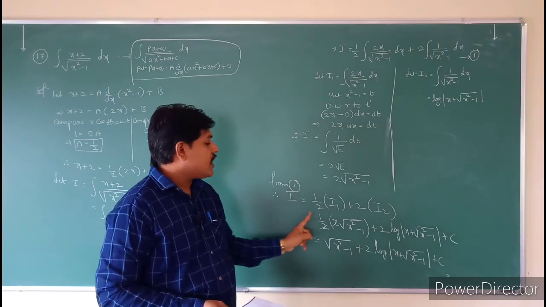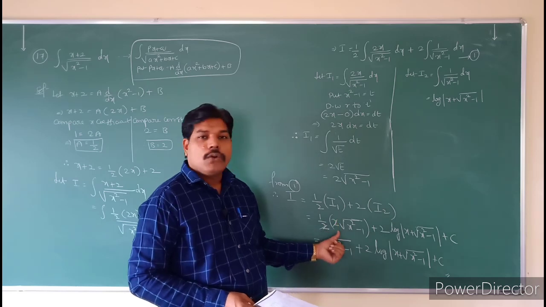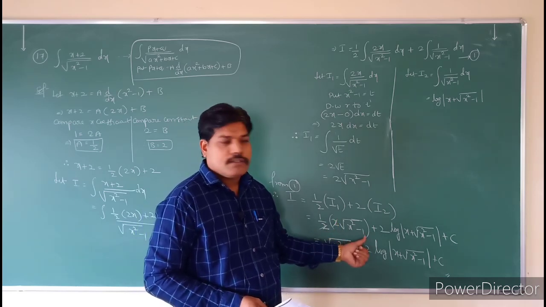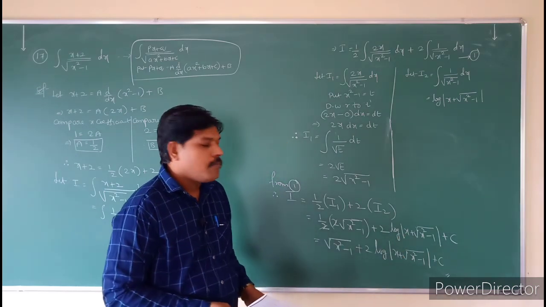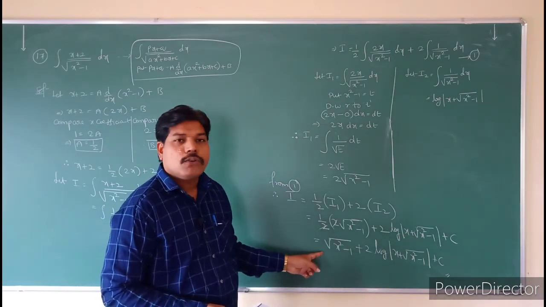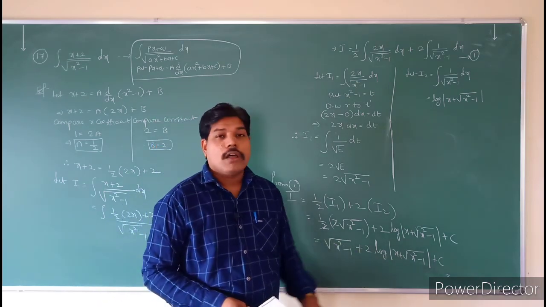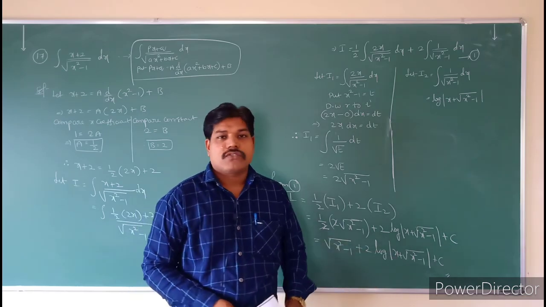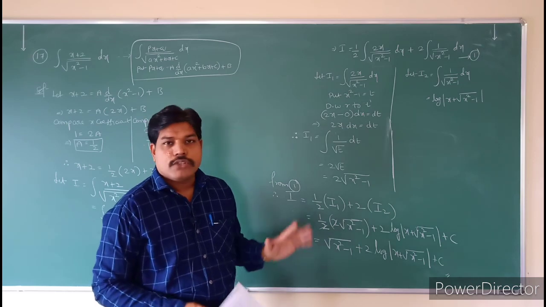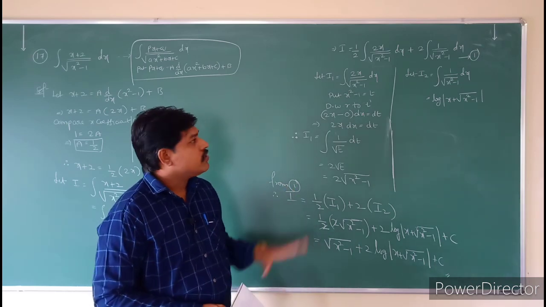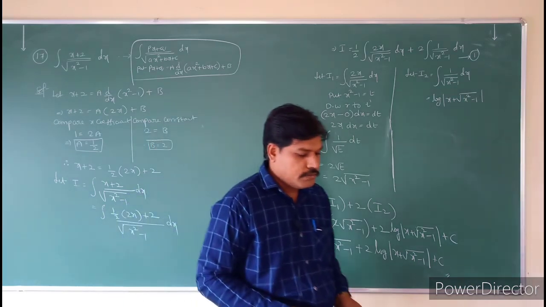From 1, I can be written as 1 by 2 into I1 plus 2 into I2. So I1 value is 2 into root of x square minus 1 plus 2 into I2. I2 value is log mod x plus root of x square minus 1 plus c, and 2 will be cancelled. You will get the answer: root of x square minus 1 plus 2 into log mod x plus root of x square minus 1 plus c. All are understood, students? So see that question. A number of questions of this type are there. So this is the model. You have to do that.